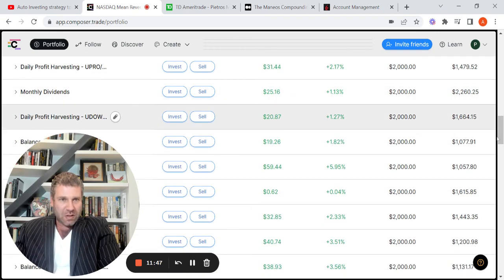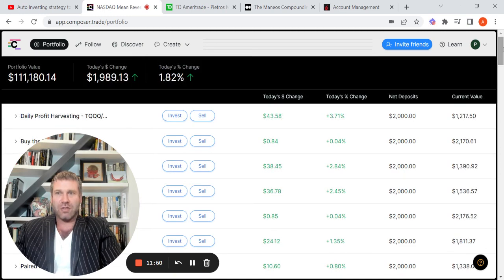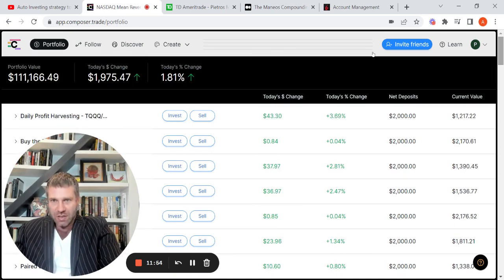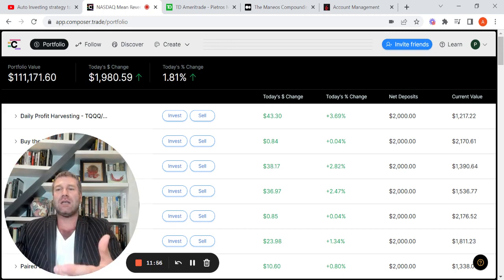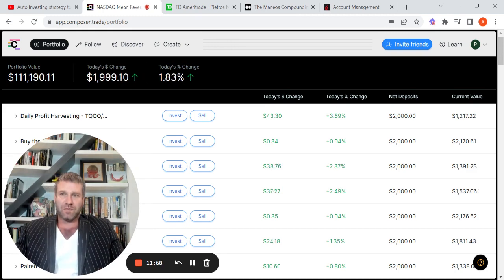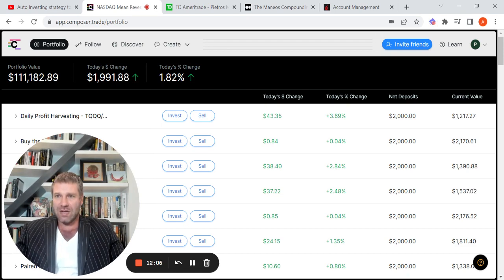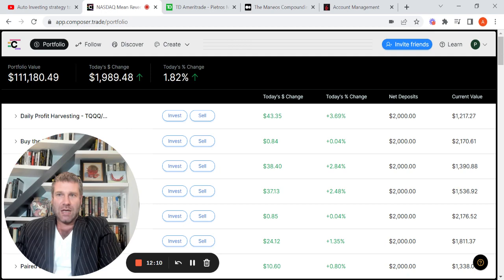So anyways, the cool thing is you're able now to migrate your account from Alpaca into Composer. So I actually can see this. Before, I used to have to log in to Alpaca to see it. And now I'm able to do so in Composer. And you can see the numbers changing by the second. 111,000. We're up almost about 2% today. And so you can see there.